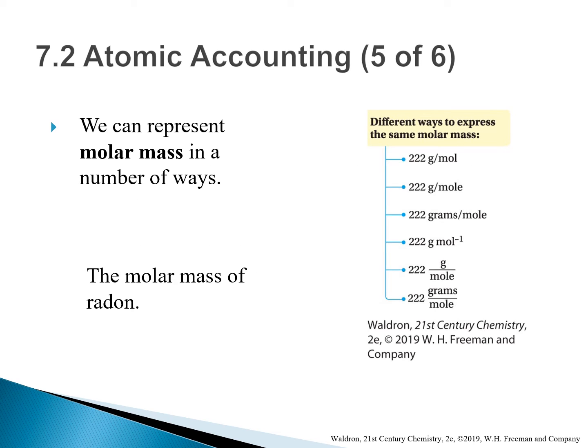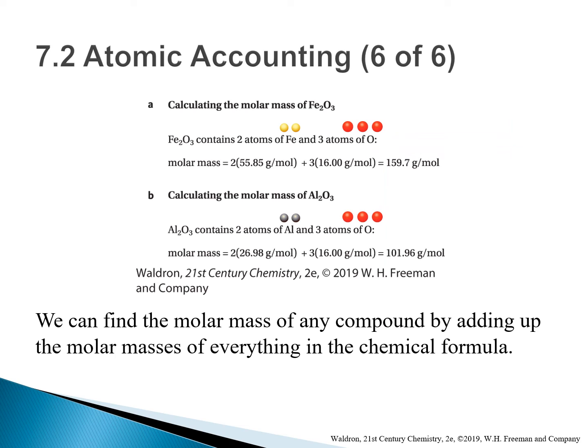We can represent molar mass in a number of ways. For example, the molar mass of radon, element 86, is 222 grams per mole. That means that 1 mole of radon atoms has a mass of 222 grams. Molar mass is written in several ways, as illustrated to your right. We can find the molar mass of any compound by adding up the molar masses of everything in the chemical formula. Let's take a look at an example here.